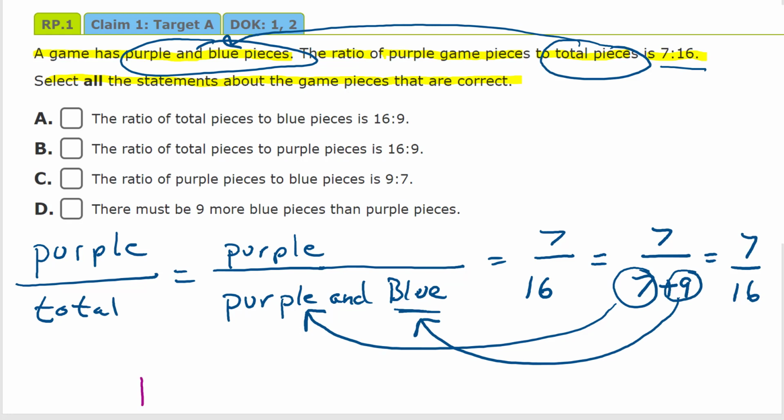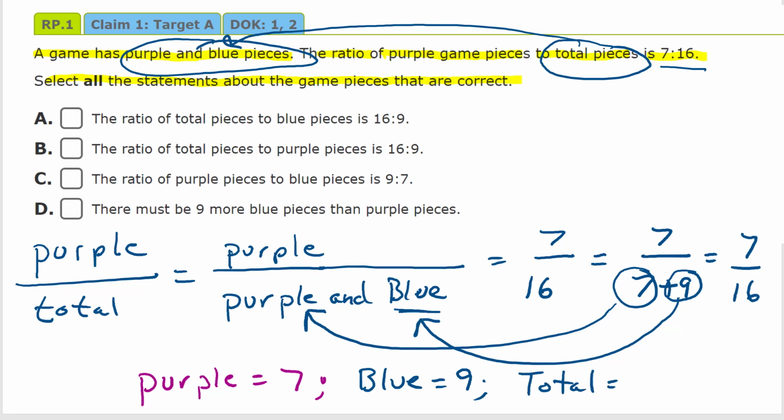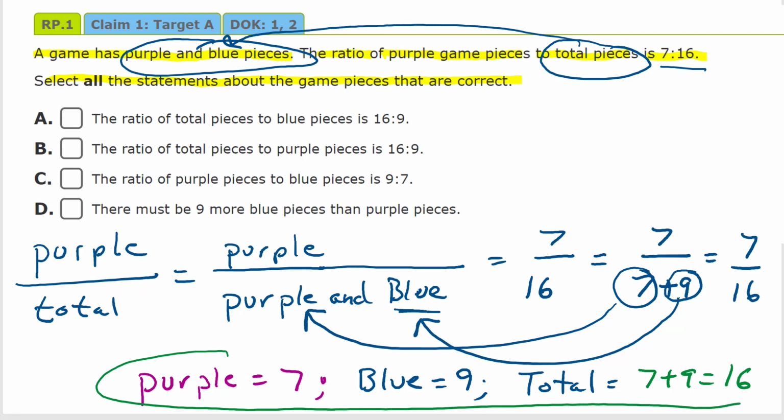So we have this information. The number of purple pieces that we have is 7. And the number of blue pieces that we have is 9. And then the total pieces is going to be equal to 7 plus 9, which equals 16. So that's all the information that we learned from the problem. Now let's go ahead and look at A.